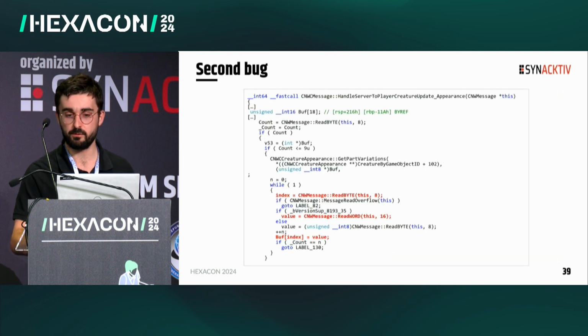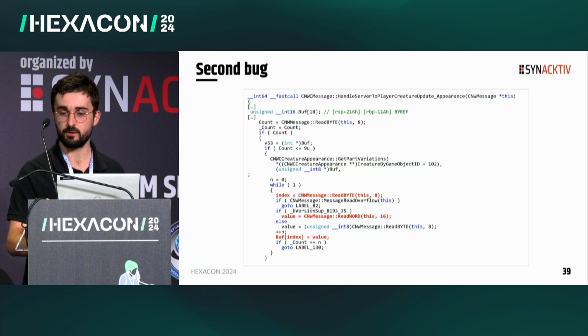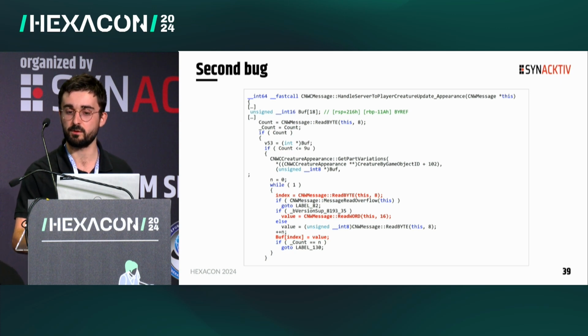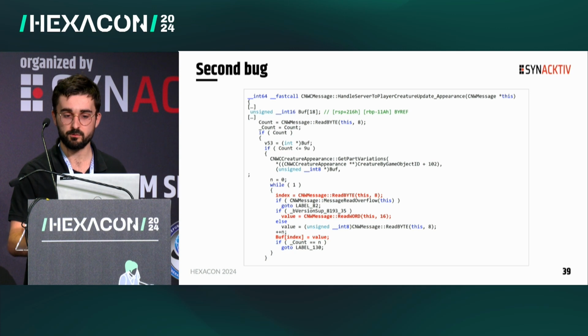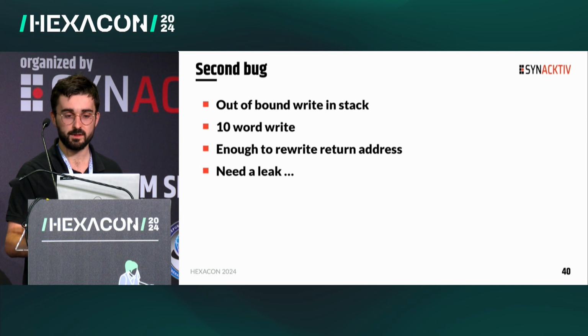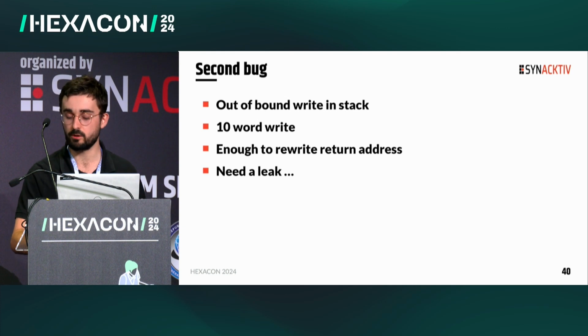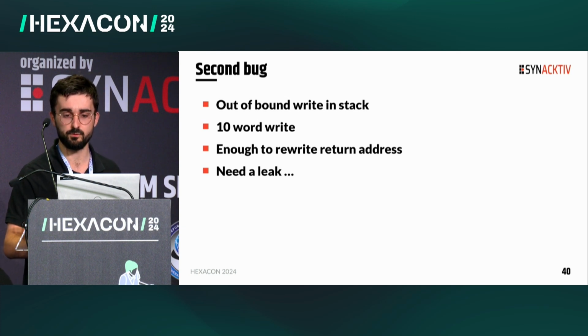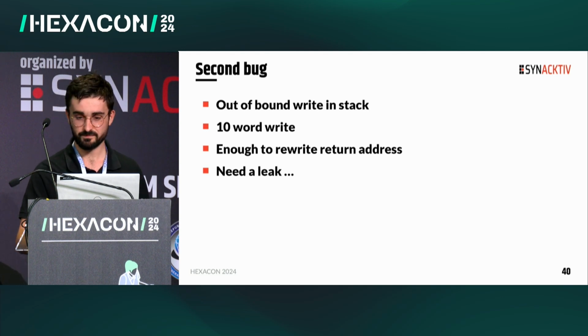The second bug is more interesting. It occurs when a client processes a message about creature parents from the server. The client will read 1 byte as an index without bounds checking and read 2 bytes as a value. It's an out-of-bounds write primitive on the stack, and it occurs in a loop. We can write up to 10 words, and it's enough to rewrite the return address. But because of ASLR, we need a leak.